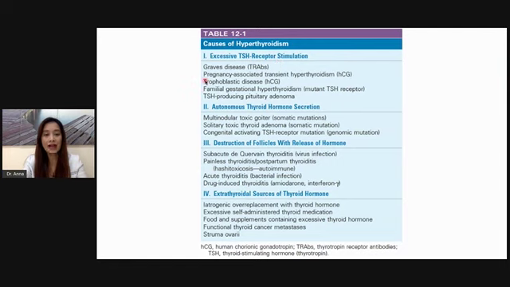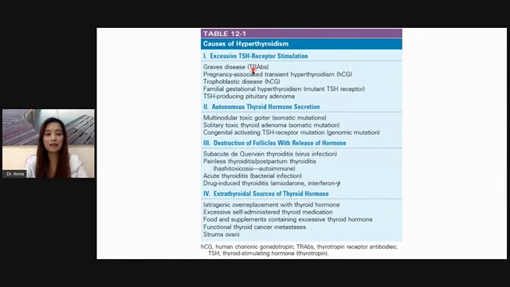The classic condition where you have excessive TSH receptor stimulation will be your Graves' disease, where you have TSH receptor antibodies that stimulate your TSH receptor. You also have pregnancy-associated transient hyperthyroidism. In early pregnancy, you have markedly elevated beta HCG, and remember your beta HCG has structural similarities with your TSH, so it can bind to your TSH receptor and therefore stimulate it.